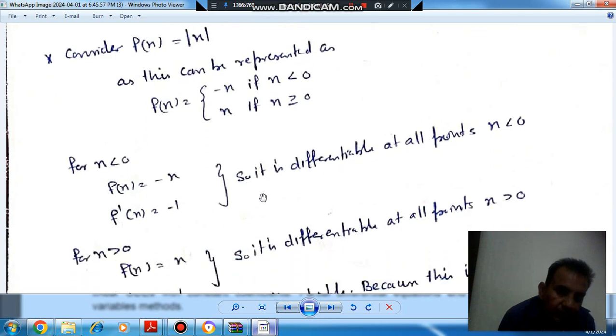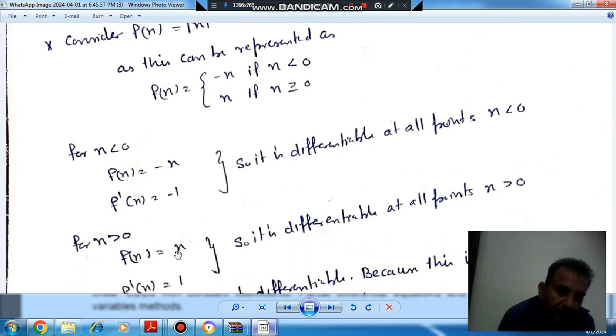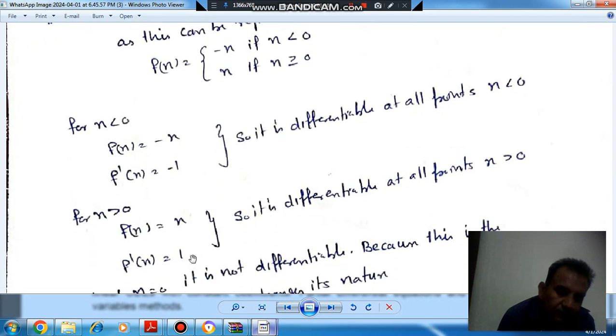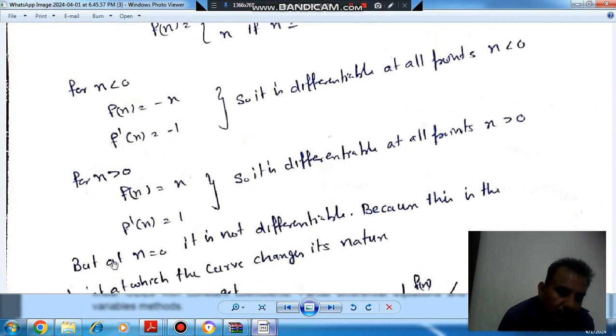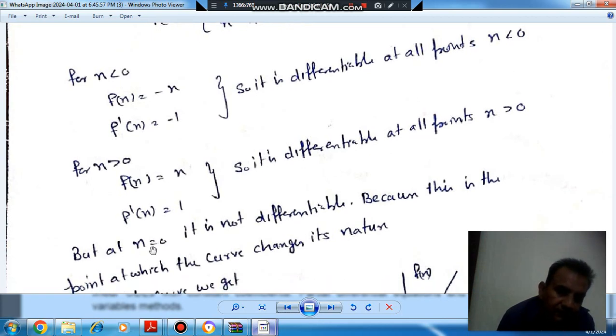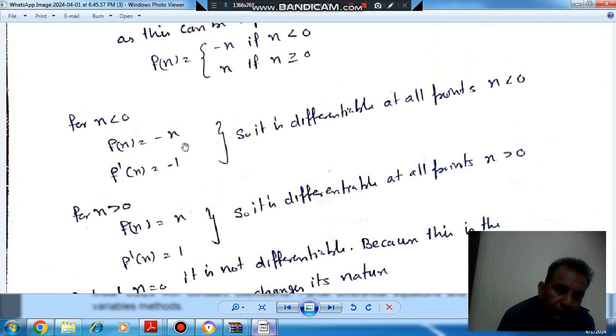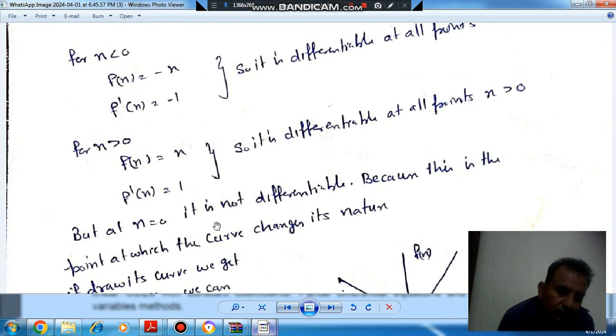And when x is greater than 0, then f(x) is x, and it is differentiable, and its differentiation is 1. So it is differentiable at all the points when x is greater than 0. So f(x) = -x is differentiable when x is less than 0, and f(x) = x is differentiable when x is more than 0. But at x equal to 0, we don't know which one to take, -x or x, so it is not differentiable.